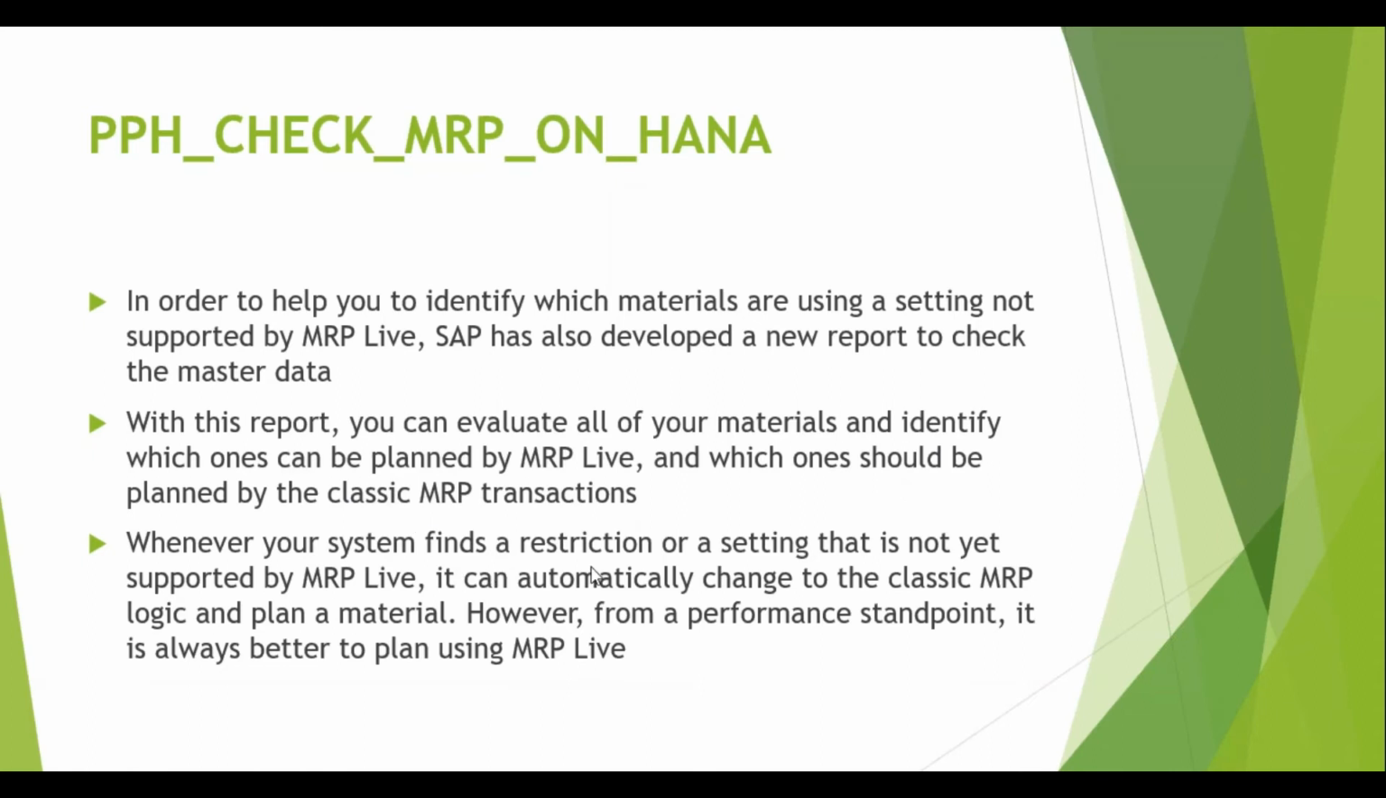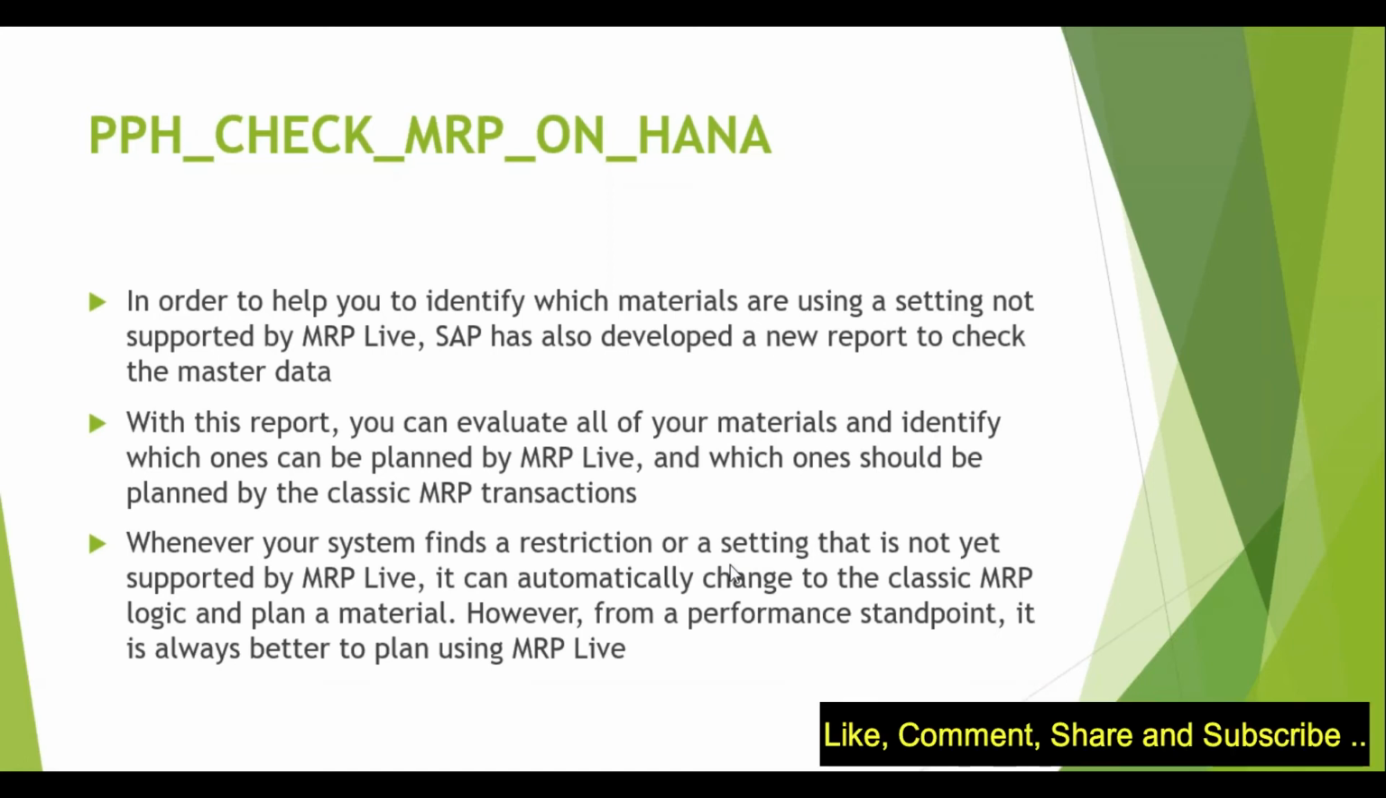Whenever your system finds a restriction, this is the line which we discussed earlier, whenever your system finds a restriction or a setting that is not yet supported by MRP Live, it can automatically change to classic MRP logic and plan the material. However, from the performance standpoint, it is always better to plan using MRP Live because it is doing all the things in parallel. So even if you find a list of materials which are not supported, it is advisable to check with the business if they are ready to go ahead with that particular setting in the material master. If they are, they will be getting faster results. If not, maybe due to some reason, then perfectly fine. In the background, it will automatically take the older logic.